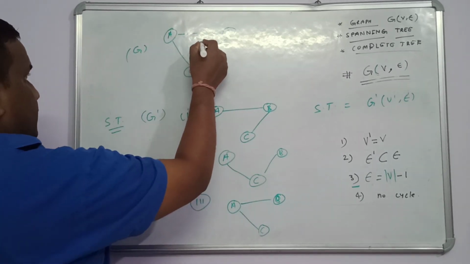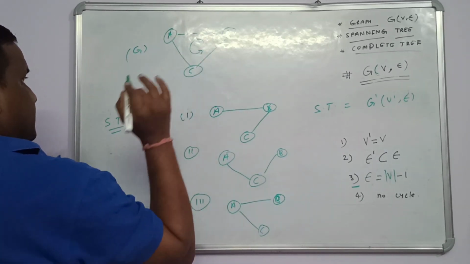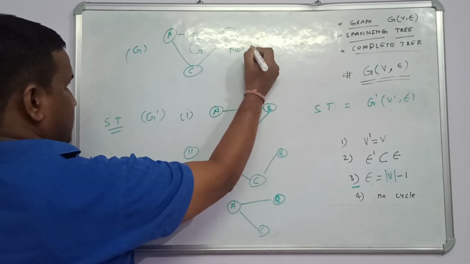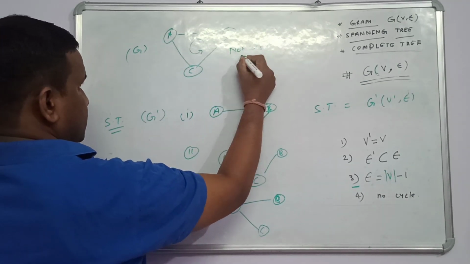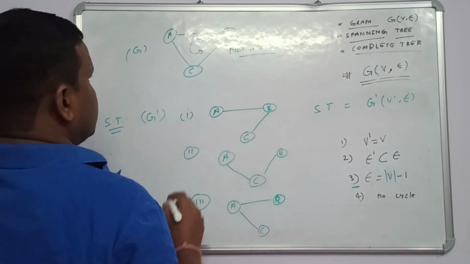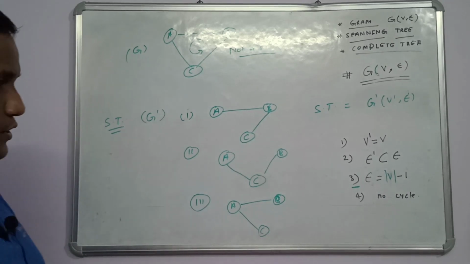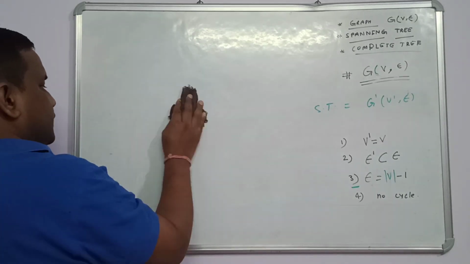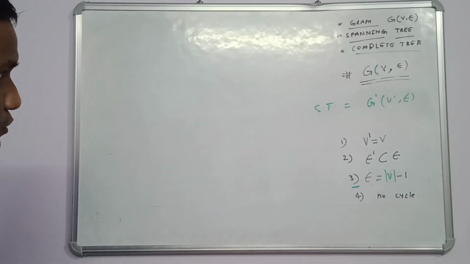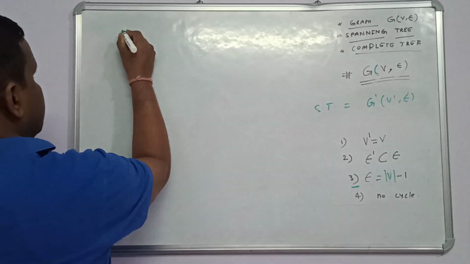In this graph, in actual graph, there was a cycle. That's why it is not a spanning tree. This is not a spanning tree. Okay, fair enough. I hope you got the idea about the spanning tree. Now I will tell you about the complete graph. Some important aspects about the complete graph.